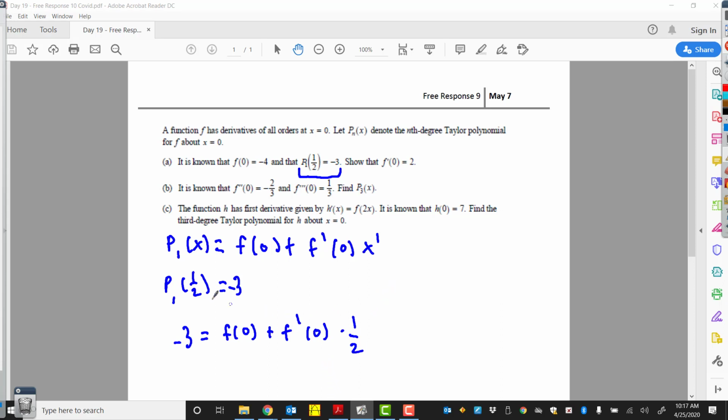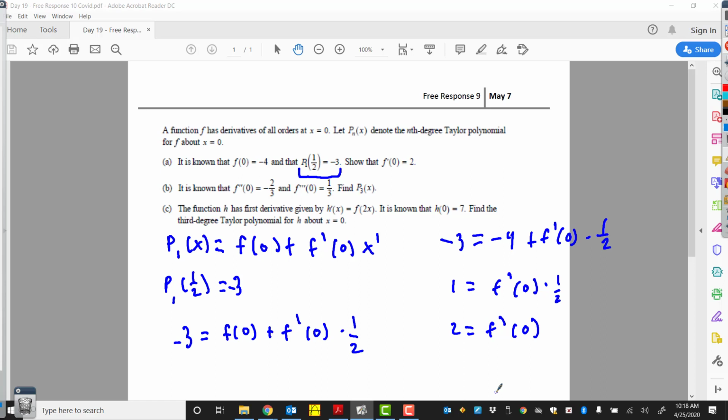So now it becomes a little clearer. They tell us what f of 0 is, and we want to show that f prime of 0 is equal to 2. In reality, we're just finding what f prime of 0 is. So we have negative 3 equals negative 4 plus f prime of 0 times 1/2. So add 4, we get 1 is equal to f prime of 0 times 1/2. Divide by 1/2 or multiply by 2, and we get 2 equals f prime of 0. That's all we needed there.